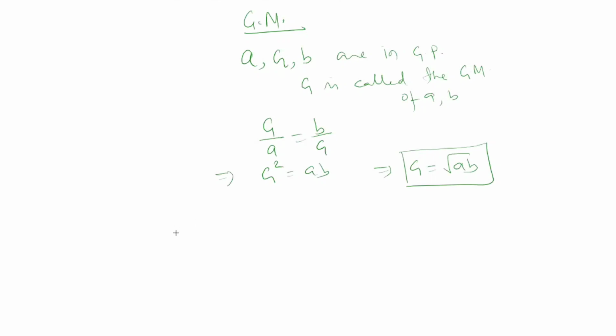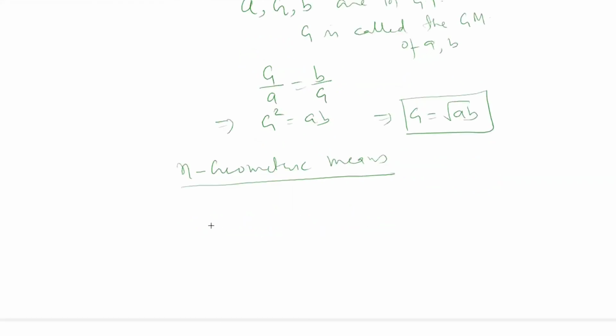Now we come to n geometric means. So what we are saying here is that if there are two numbers A and B, then you insert n numbers G1 to Gn in such a way that they are in GP.